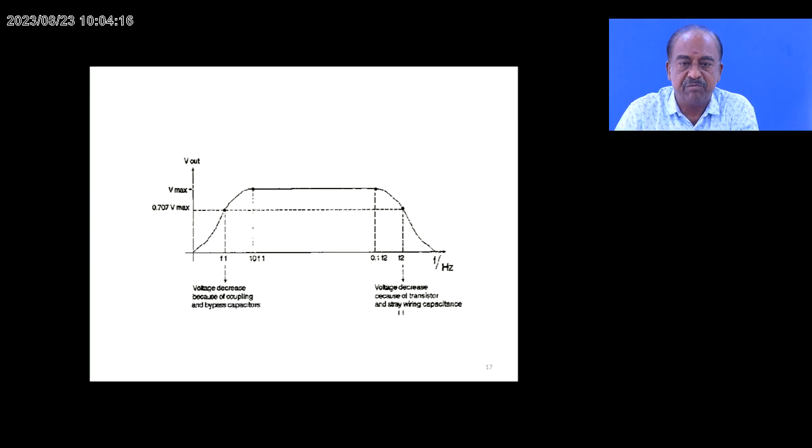Then this is the frequency response curve of our multi-stage amplifier. In the multi-stage amplifier, the frequency response is very good because the mid frequencies have the maximum uniform magnification. That is present in this curve with the cutoff value of 0.707 times the maximum value.